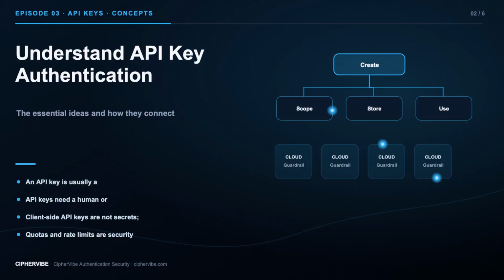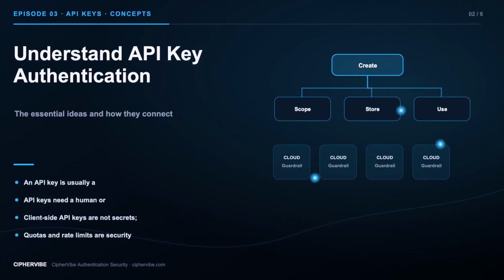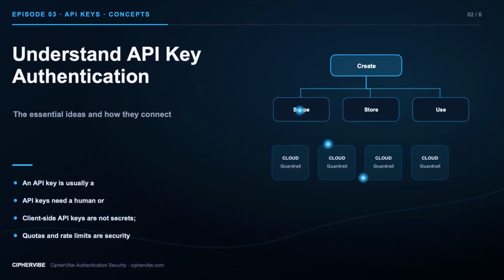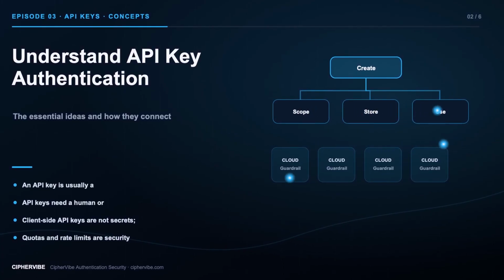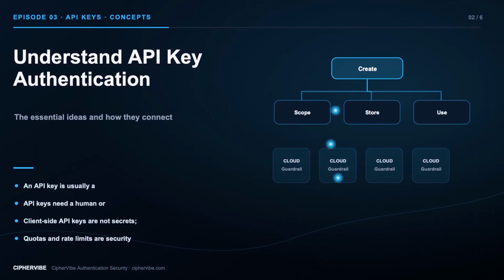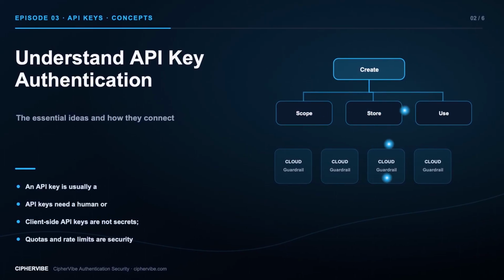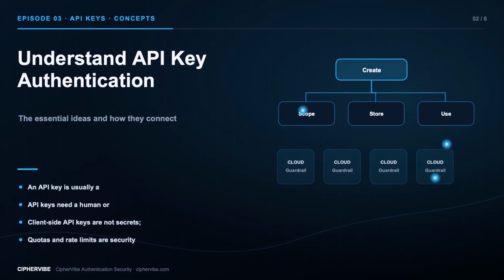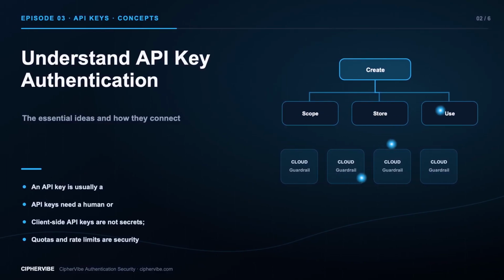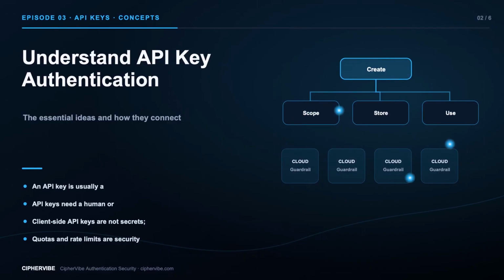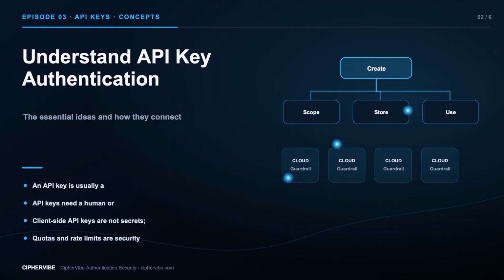Start with 4 concepts that provide the vocabulary for API Key Security, step-by-step guide for 2026. First, an API key is usually a bearer secret, so any process that can read it may be able to act as the owner. Second, API keys need a human or service owner. Business purpose, scope, audience, creation date, last use time, expiration policy, and revocation path.